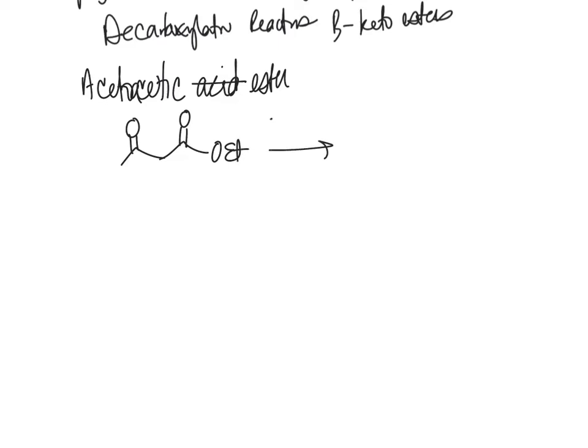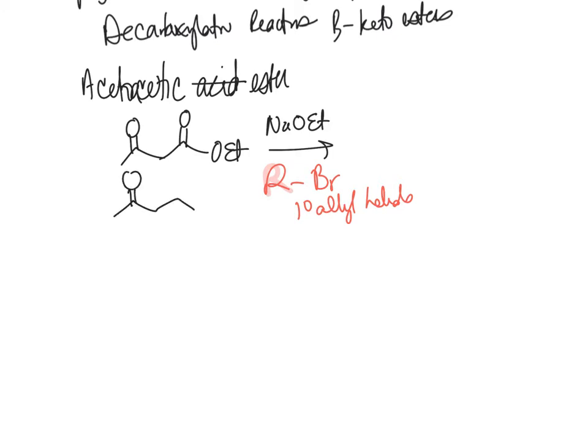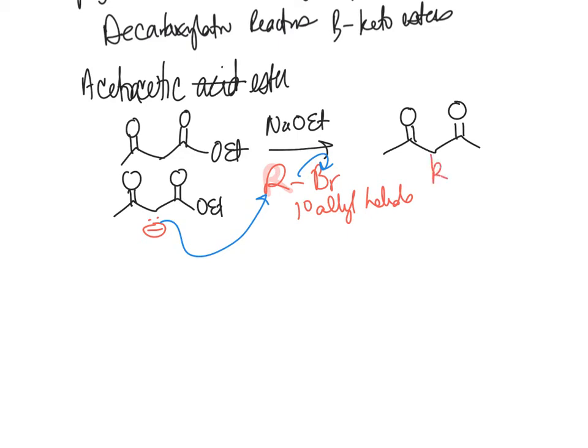When you use sodium methoxide and you put an R group on there, you'll want a primary alkyl halide. You make your enolate, and then that enolate will attack the R group, and you get your alpha substituted alkylated product here, where the R group is there.